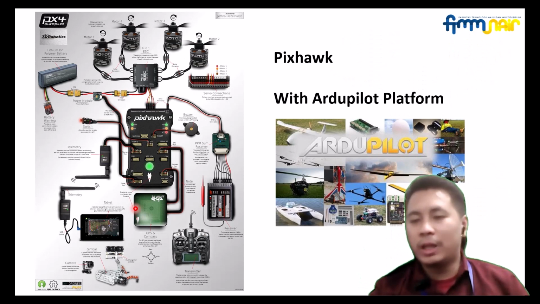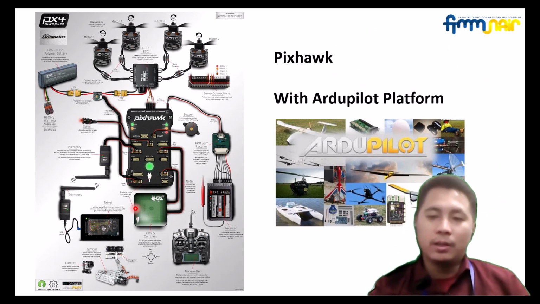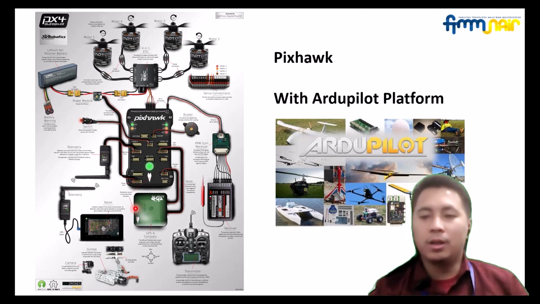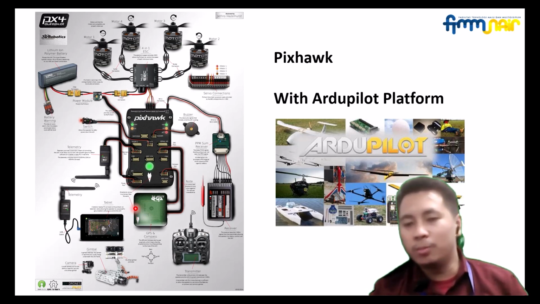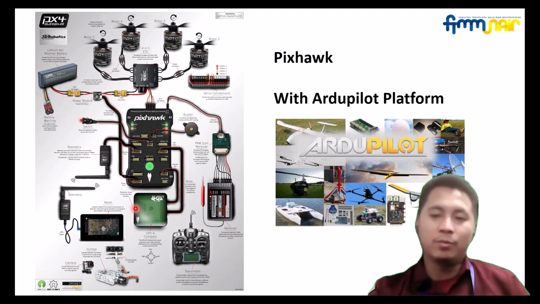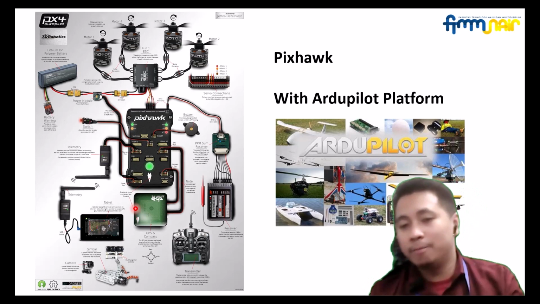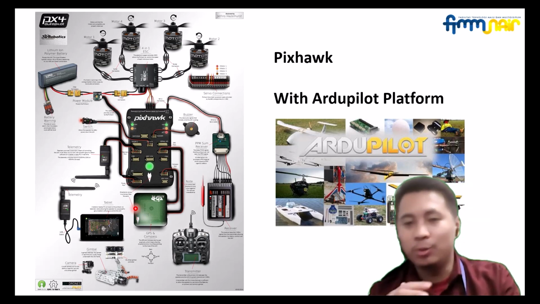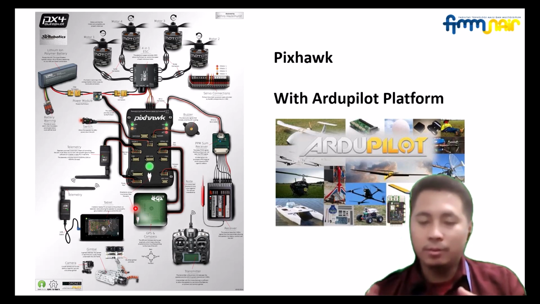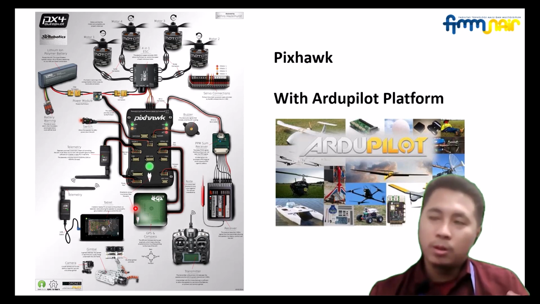This is the ArduPilot platform of the multicopter. This is the recommendation for you to learn multicopters, not only as a user, but also as a developer. If you want to develop a multicopter for specific purposes, you may be suggested to learn ArduPilot. It's not really easy, but I think it's good enough to learn, and the information about it is so complete, so you can learn by yourself.